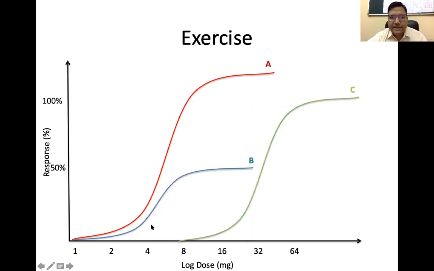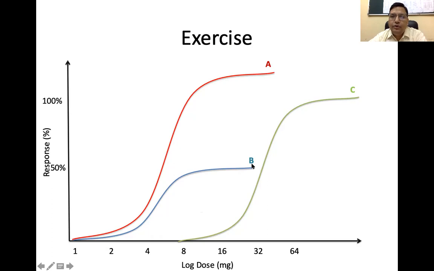So this is an exercise. We have to know which drug is more potent or which drug is more efficacious. From this graph, we can see three curves, A, B, and C. The greater the height, the more efficacious the drug. That means A is more efficacious as compared to C and B. C is more efficacious as compared to B.